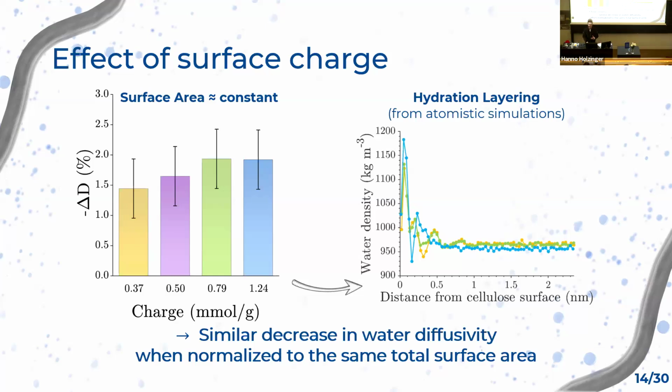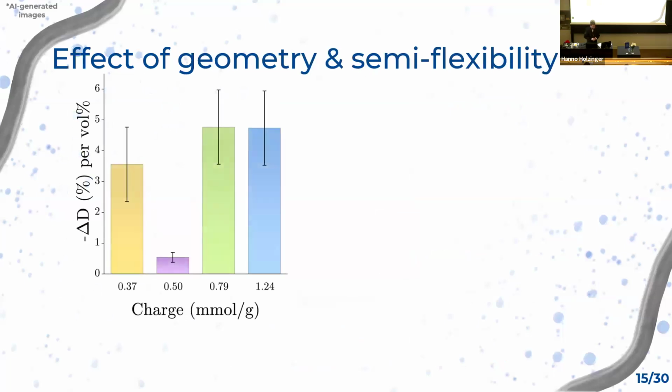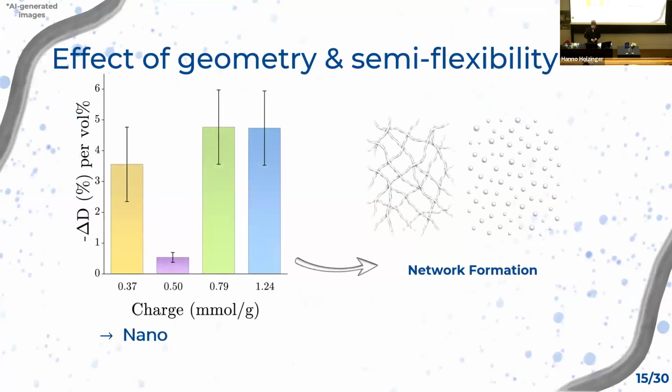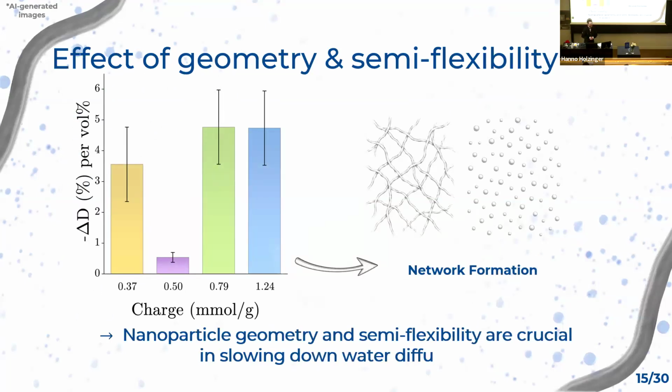Now, taking the same kind of set of samples, but now highlighting the effect of geometry, we took the same delta D, but this time looked at it as a function or divided by the volume percent we added. And as we had to add a lot more nanospheres to get the same surface area than the nanofibers, you see now the clear effect of cellulose in hindering water. And that can be explained by looking at the anisotropic shape.